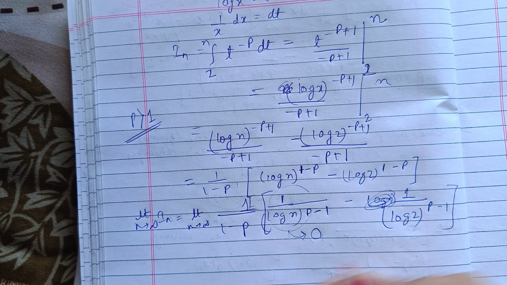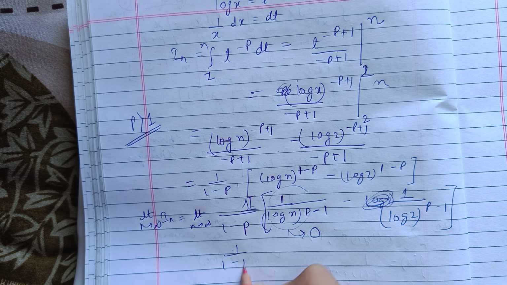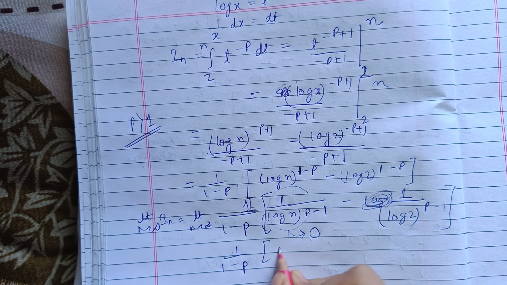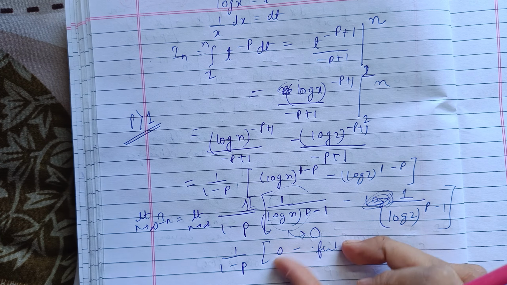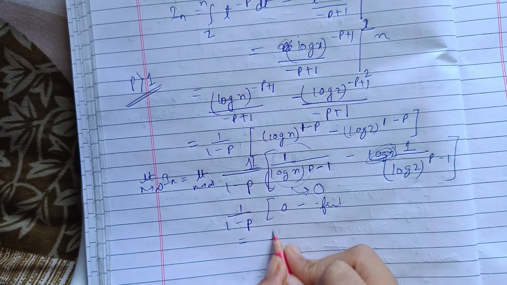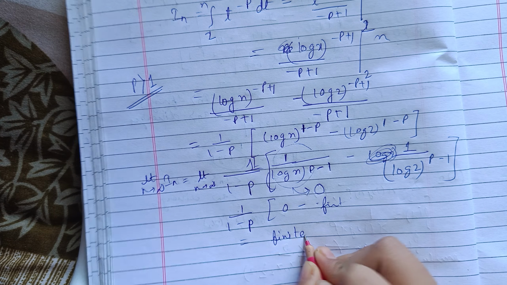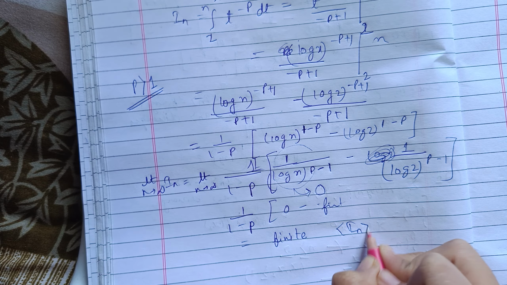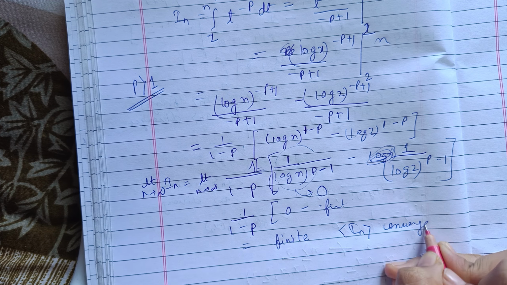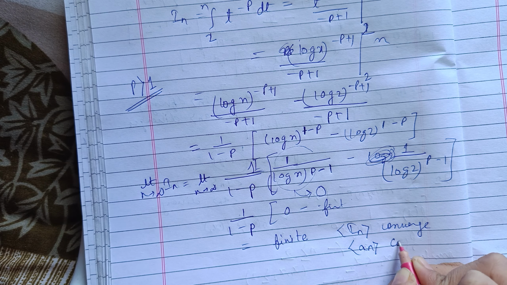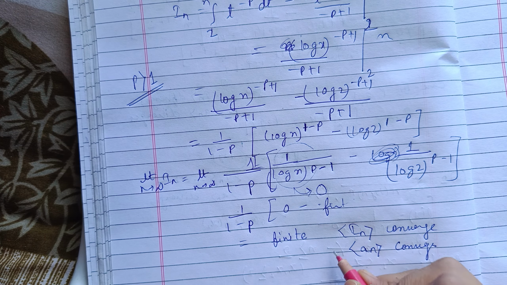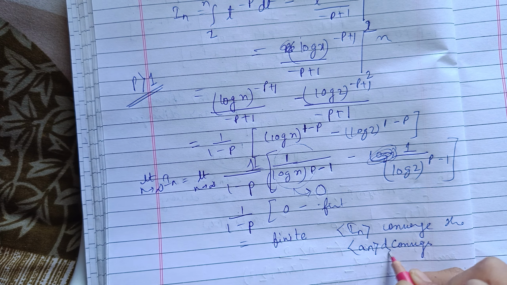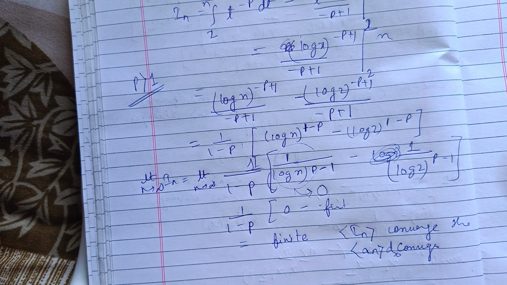So anyway, this is 1 minus p, and this is 0 minus a finite quantity, so this will give you a finite quantity. So the integral converges, so the series a_n also converges. This is proved. If the integral converges, then a_n also converges. This is actually the basic method of solving this question.